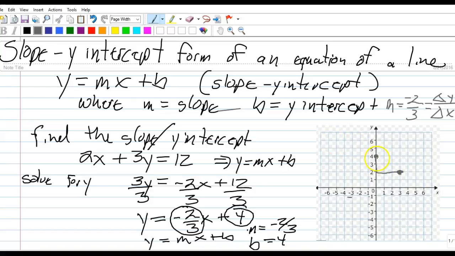So 2 points determine a line. So if I draw a line through those 2 points, I have the graph of the equation 2x plus 3y equal to 12.